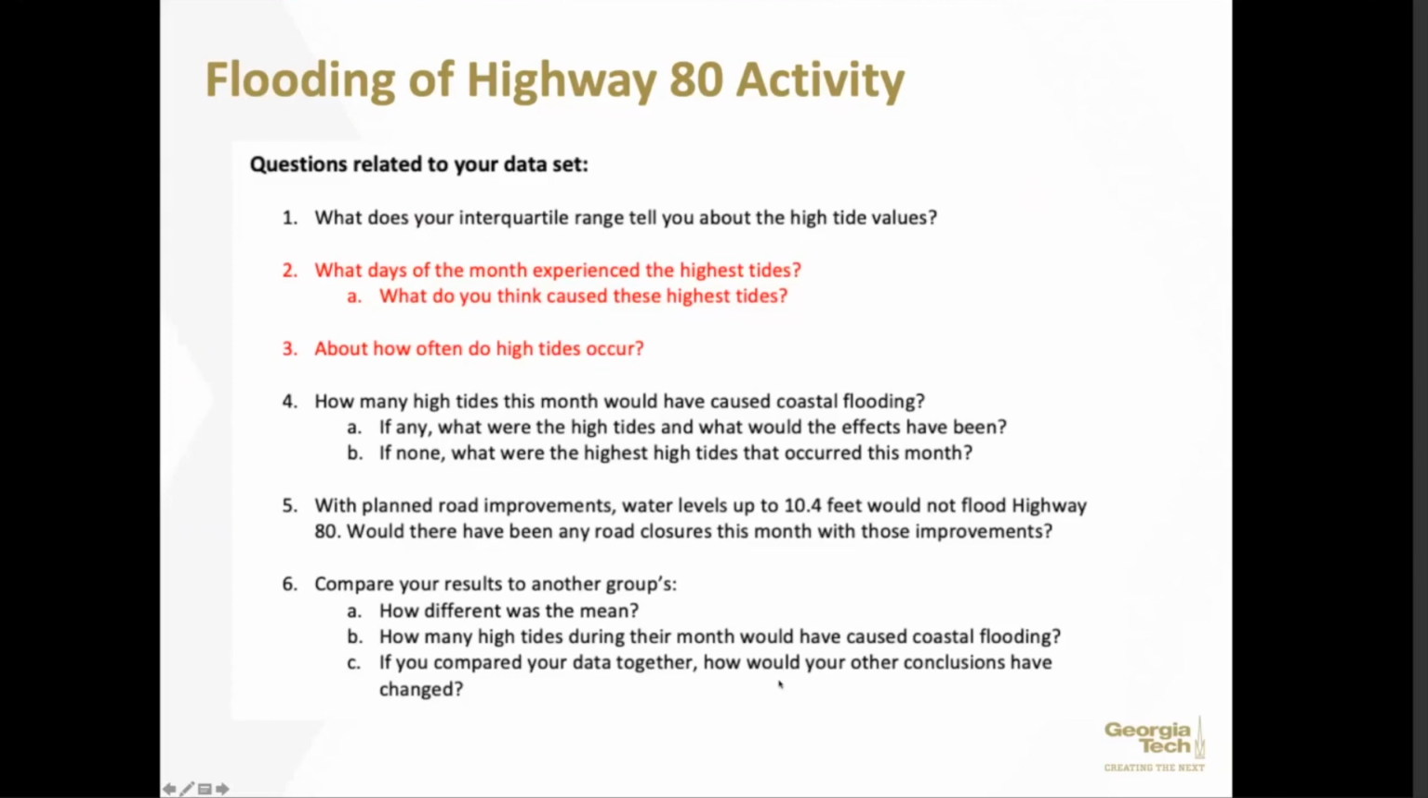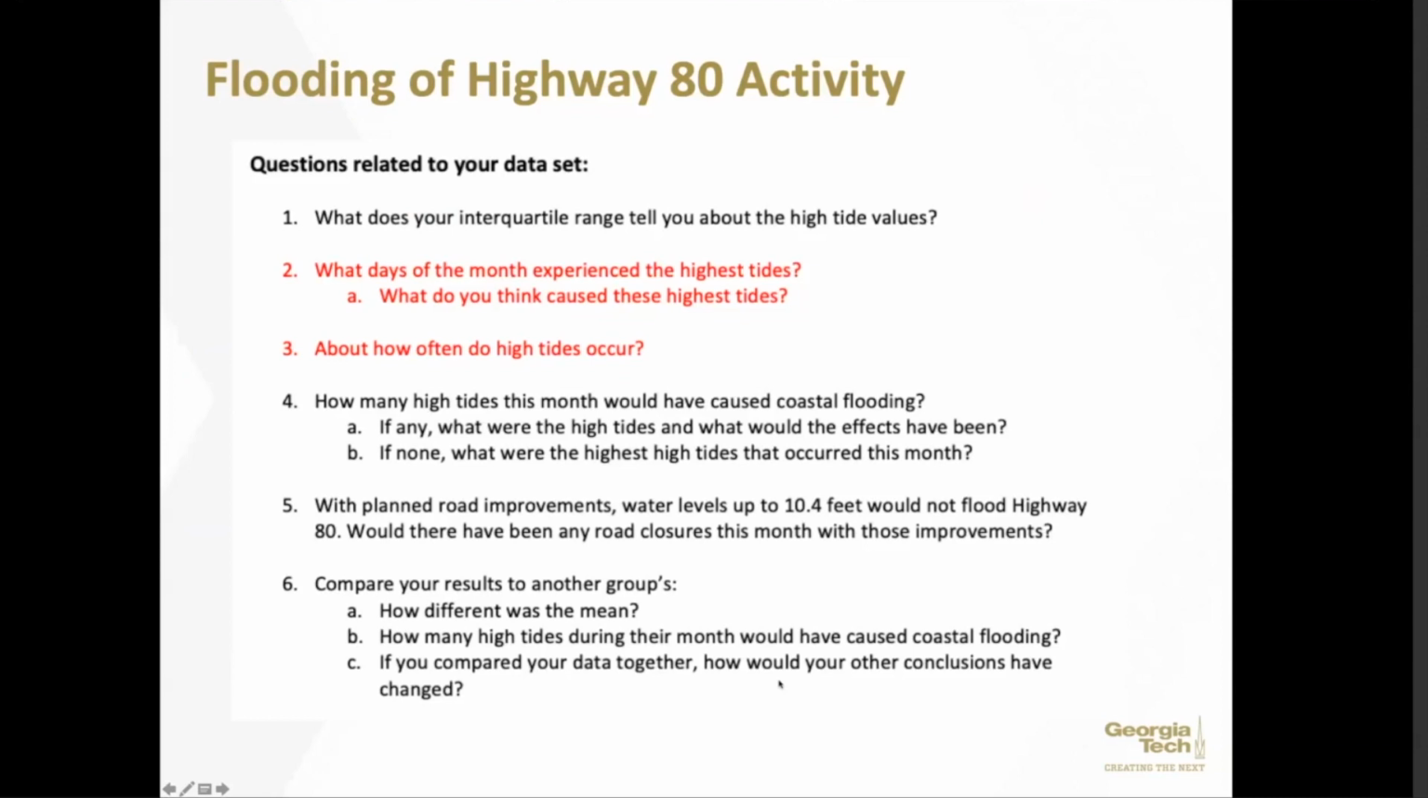Finally, students have some questions to reflect on based on their data set analysis. There are questions that focus students on the high tides that occurred at Fort Pulaski and the coastal flooding events, and they have the opportunity to compare their results to another group's, as well as return back to the topic of the planned road improvements for Highway 80 and explore if there would have been road closures that month, even with the planned road improvements. Comparing their results with those of another group might lead students to additional questions about the tides in general, such as wondering if there are seasonal differences at this tidal spot.